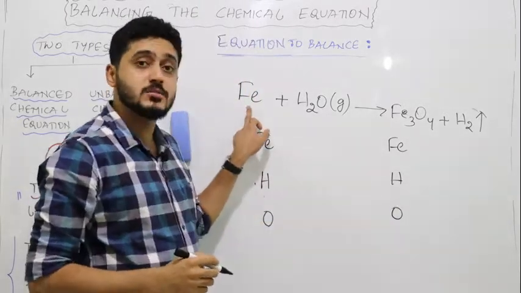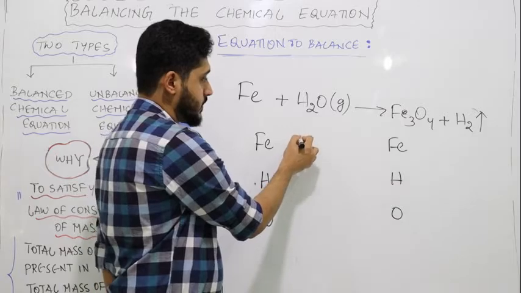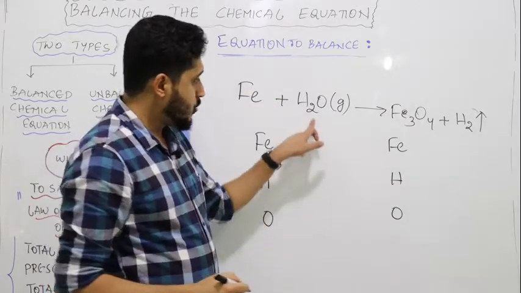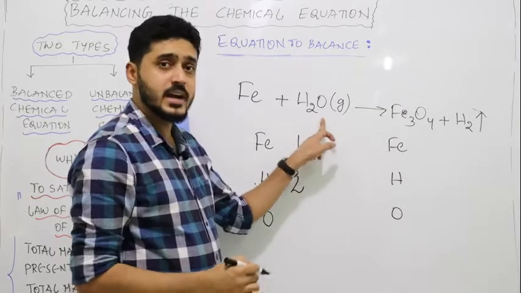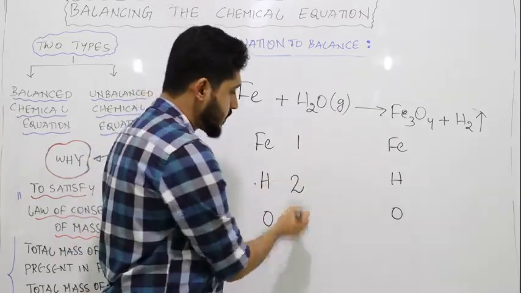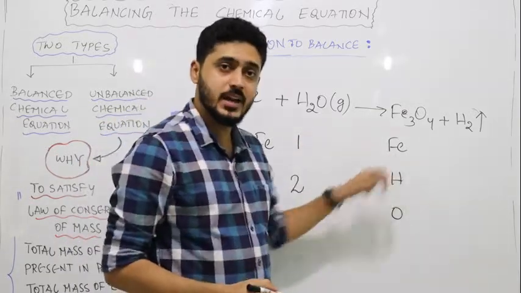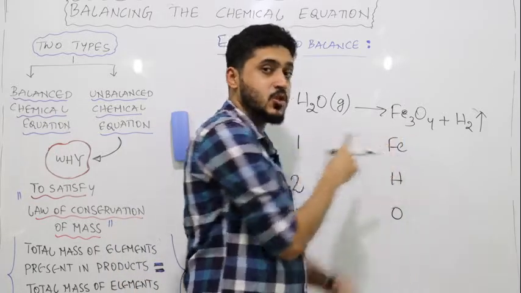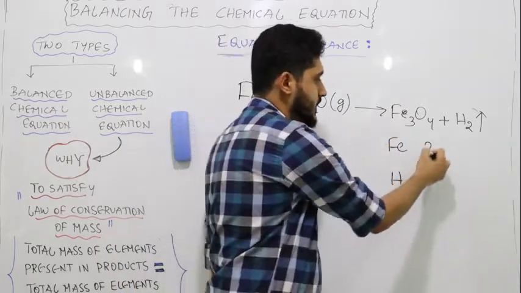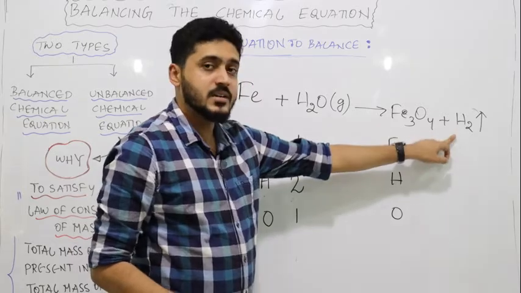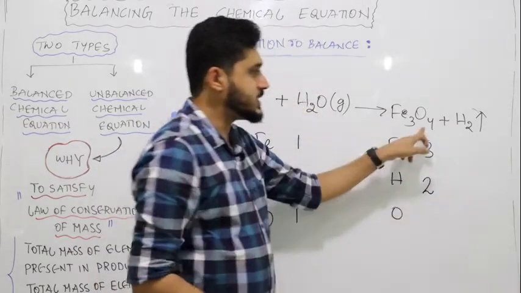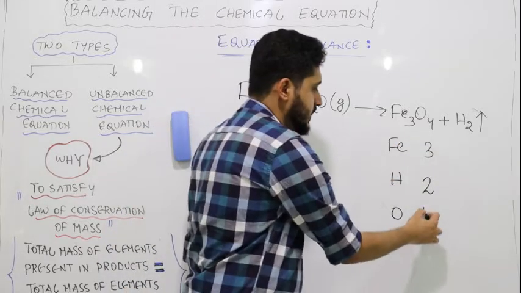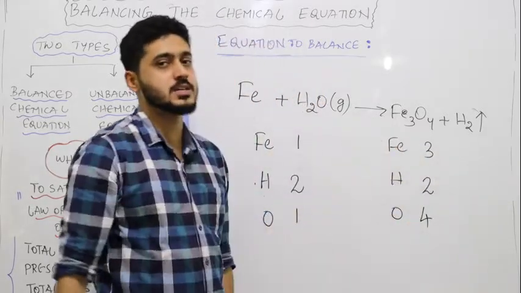Now how many atoms of iron are present? 1. How many atoms of hydrogen are present? 2. How many atoms of oxygen are present? 1. How many atoms of iron in the reactant? Fe3. So how many atoms? 3 atoms of iron. Hydrogen H2, so 2 atoms of hydrogen. And oxygen, how many atoms of oxygen? There are 4 atoms of oxygen.